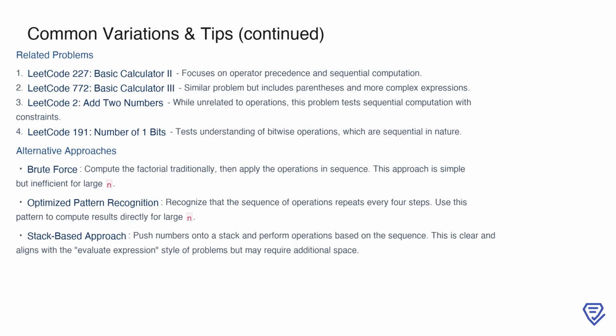In terms of alternative approaches, one option is brute force, computing the factorial traditionally and then applying the operations in sequence. This method is simple and clear but becomes inefficient as n grows. A more refined method involves recognizing the repeating pattern in the operation sequence every 4 steps. Leveraging this pattern allows you to compute results directly, especially for large values of n.